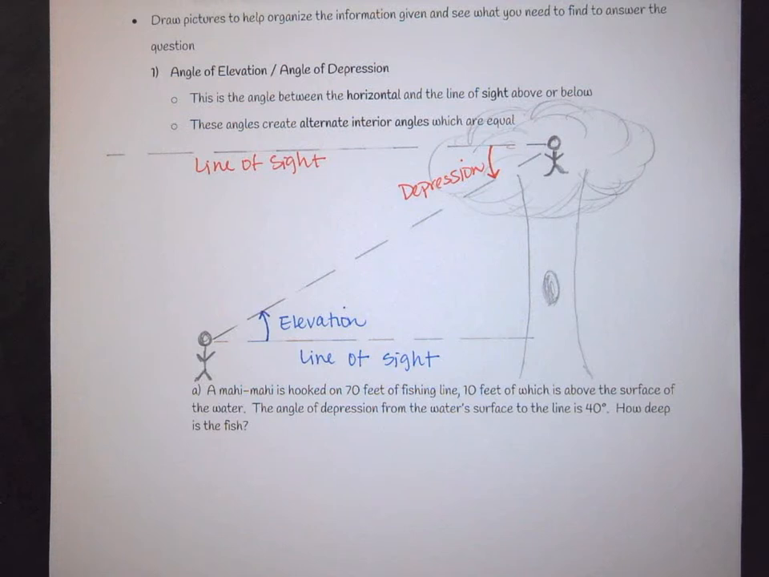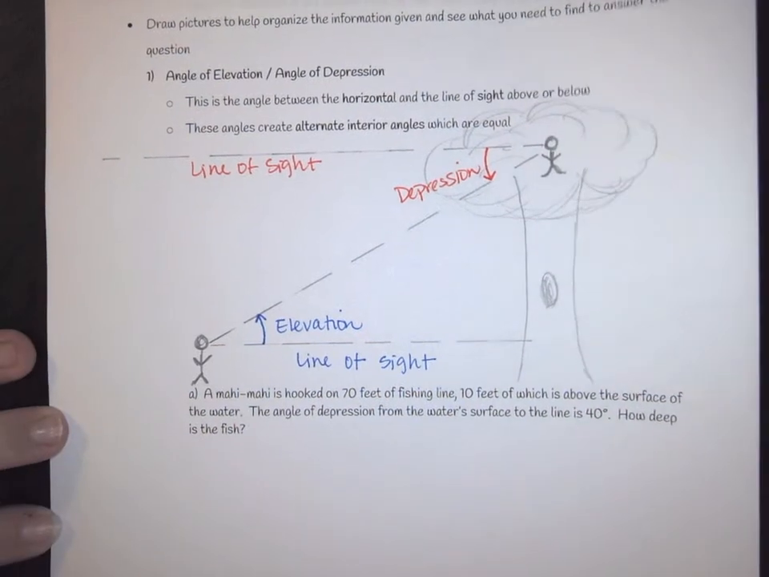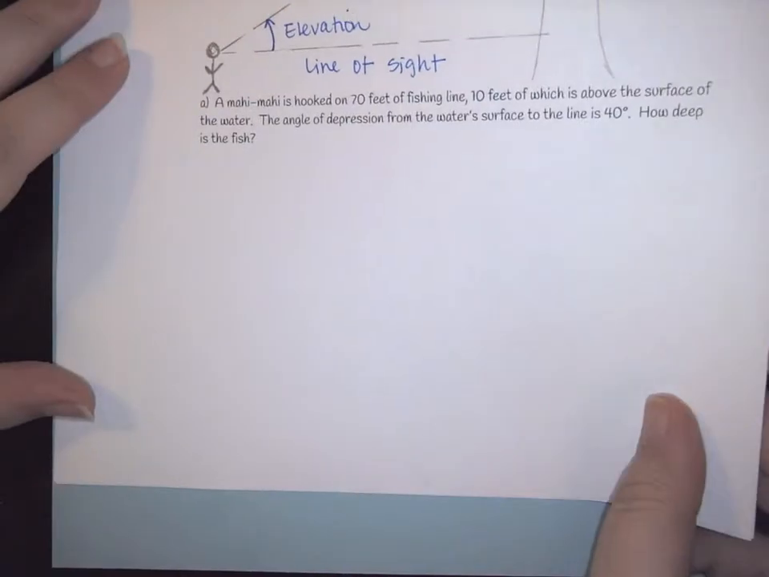Now, the reason these two concepts are so important is because you need to be able to draw the triangles for the different problems you have, and knowing what the word depression or elevation means is really going to help you draw that triangle, which is going to allow you to solve your problem. So let's take a look at some examples so you can see exactly what I'm talking about here.